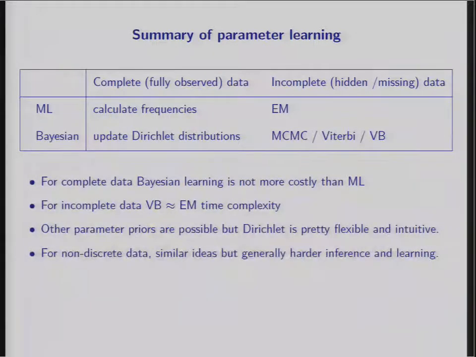And we need to approximate that somehow, and this is where different approximation algorithms like Markov chain Monte Carlo or the Viterbi algorithm or variational Bayes can be used for doing this. Okay. So questions about that?